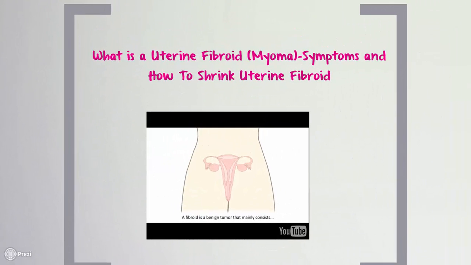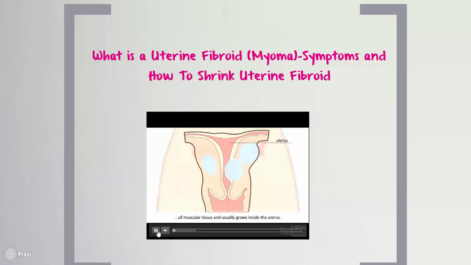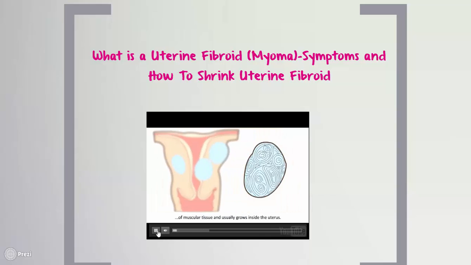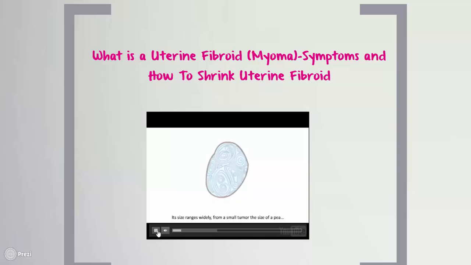A video about what uterine fibroids, or myoma, are, their symptoms, and how to shrink uterine fibroids. Fibroids mainly consist of muscular tissue and usually grow inside the uterus. Fibroids are also called myomas. Their size ranges widely from a small tumour the size of a pea to a large tumour almost the size of the uterus. Myomas are classified into 3 types depending on the location where they're found.